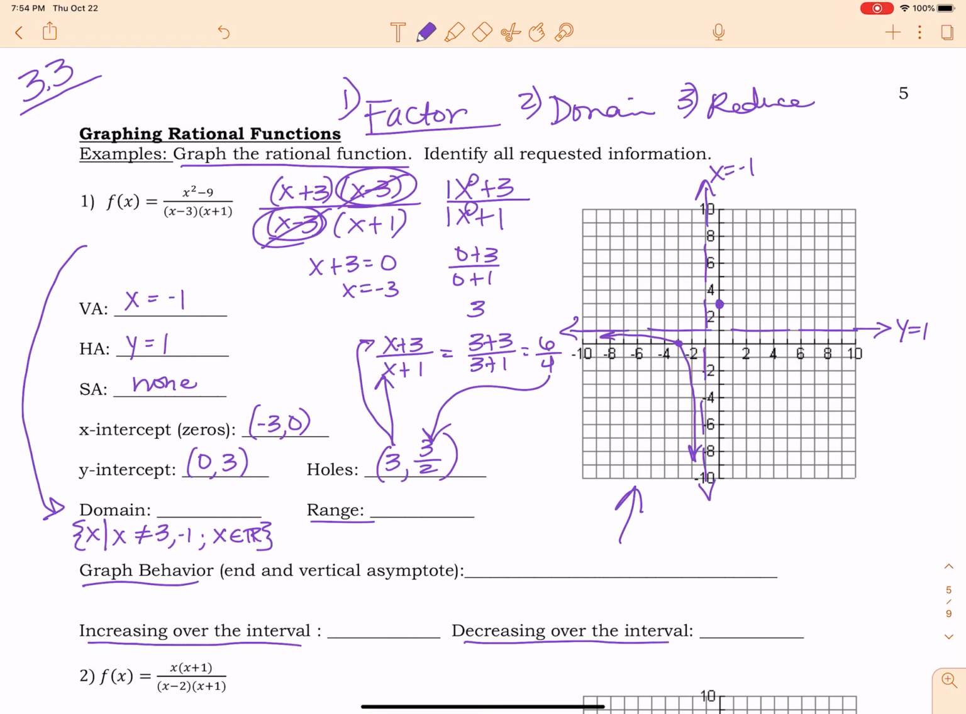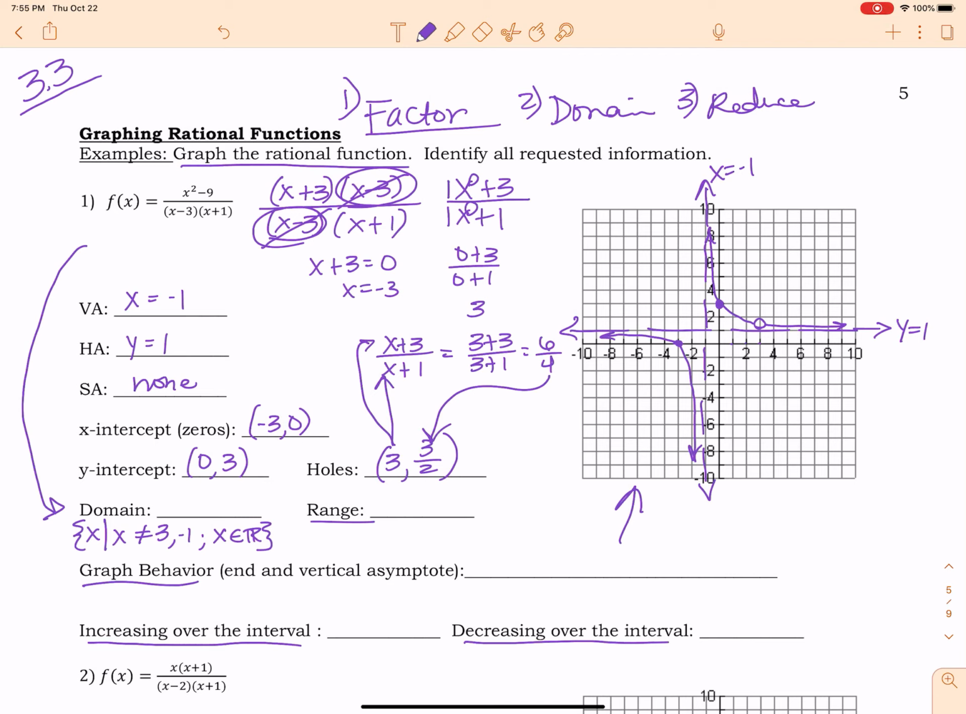So that's right there. And then, of course, there's a hole at 3/2. So I go over 3 and then up 1 and a half. That's 3/2. So there's going to be a hole right there. So then my graph is going to look something like this. All right, it's just going to hug that asymptote all the way in both directions. So that's what my graph would look like.